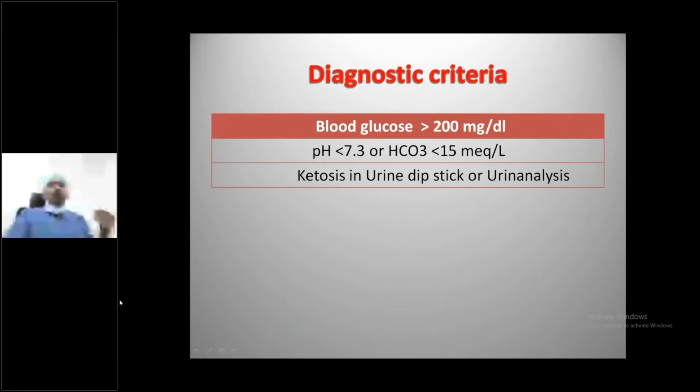So we all know about the diagnostic criteria to diagnose DKA. We should have hyperglycemia, that is blood glucose more than 200, and we should document metabolic acidosis, pH less than 7.3, bicarb less than 15, and we should be able to document ketosis also either in the blood or urine.